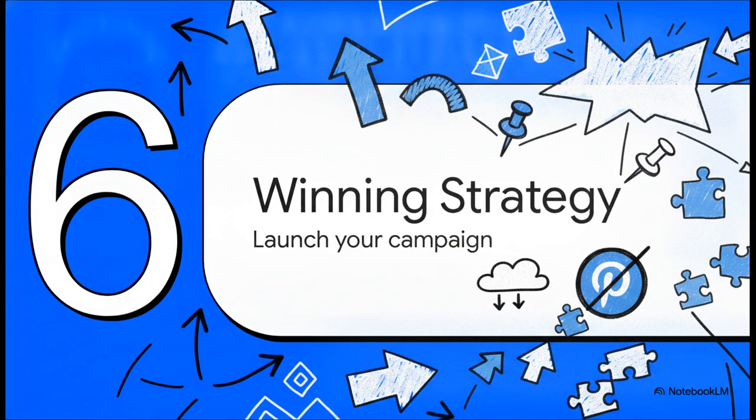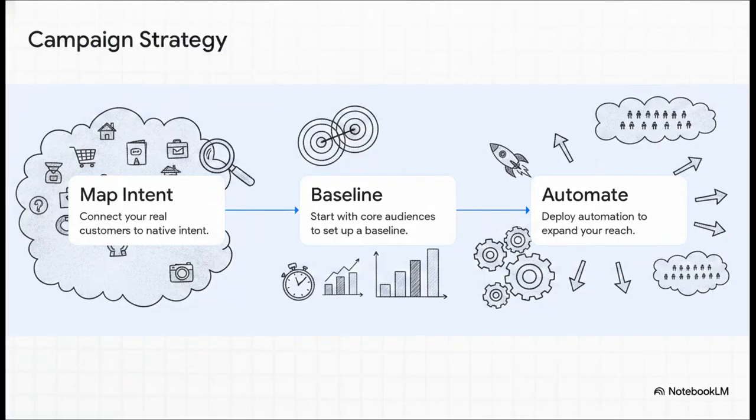Section 6. Your winning strategy. We've covered the why, the who, the when, and the automation. So here's the exact blueprint you can use to launch your first campaign today. It really comes down to 3 clear steps. Step 1. Map to Pinterest intent. No matter your vertical, you absolutely must connect your real customers to what they are already planning, searching, and saving. Align with that native intent.